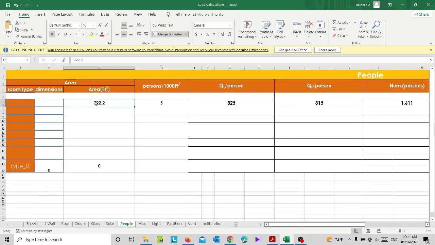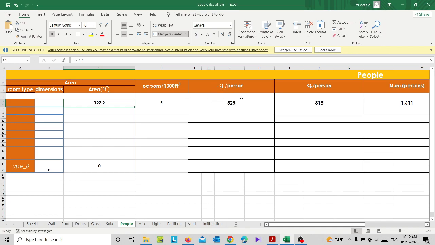First, we need to consider the area. We know the area is 322.2 feet square. We got this value in our previous loads, when we calculated for the wall. Then we need to get this value, which is persons by 1000 feet square. We have 5. I took this value from table number 5.3.